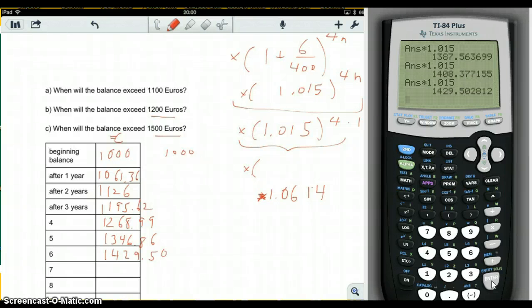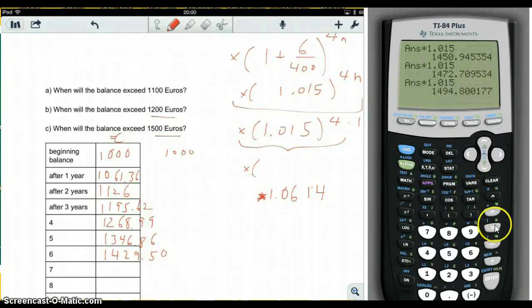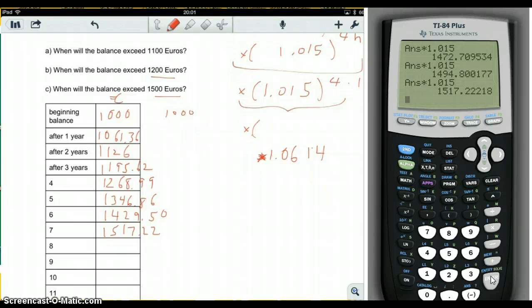1429.50. And you might ask, why are you doing 4 times per year? Well, now I just lost track of how many I did because I started talking at the same time. 1429, okay, that was last year. 1450 would be the first 3 months, 1472, second 3 months. Third 3 months, and don't have the fourth one. There's the fourth one. Okay, so now I'm already at 1517.22. So I do it 4 times because there's 4 compounding periods. Each compounding period is 1.015 greater than the previous balance.